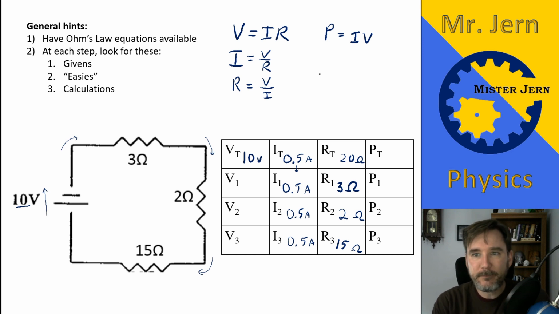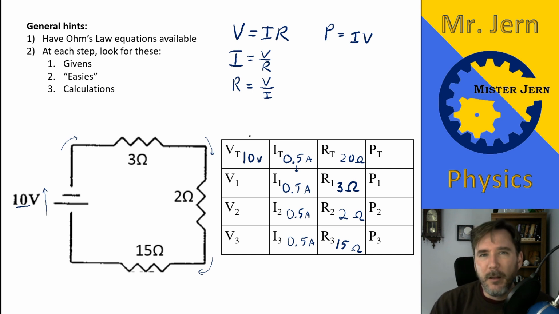All right, so this little arrow here is just to remind me of the order. We got all these because we calculated the 0.5 amps right there. So you can probably figure out what to do next. We go back and say, well, there are no more givens. There are no more easies that I could see. So there are going to be some calculations to do.